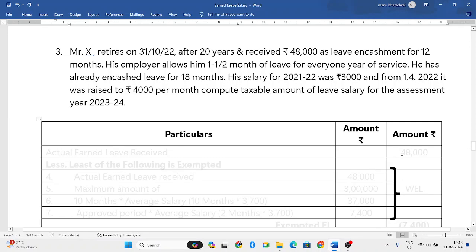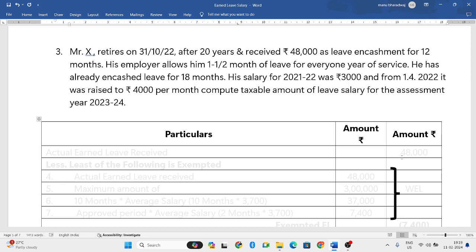In this particular video, we'll solve one more problem related to earned leave salary. Mr. X retires on 31st October 2022, after 20 years of service to the organization, and received 48,000 as leave encashment for 12 months. His employer allows him 1.5 months of leave for every year, so that means 45 days. But according to IT laws, only 30 days will be considered for the calculation of tax.